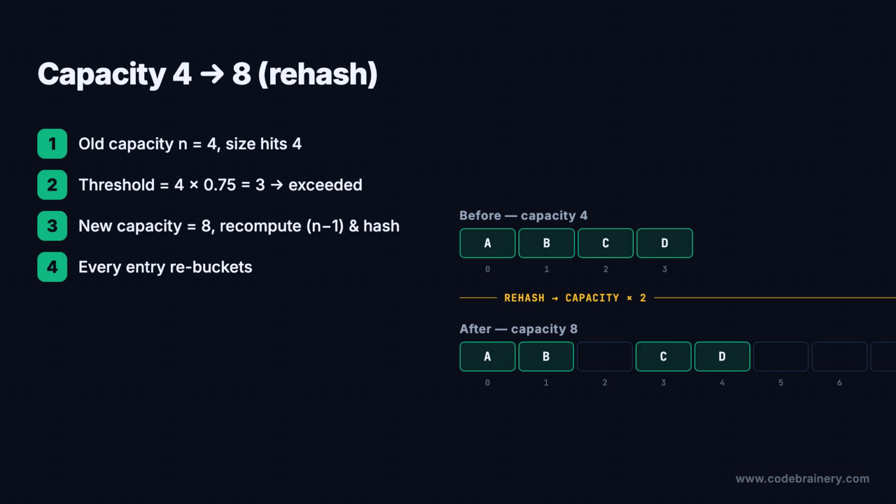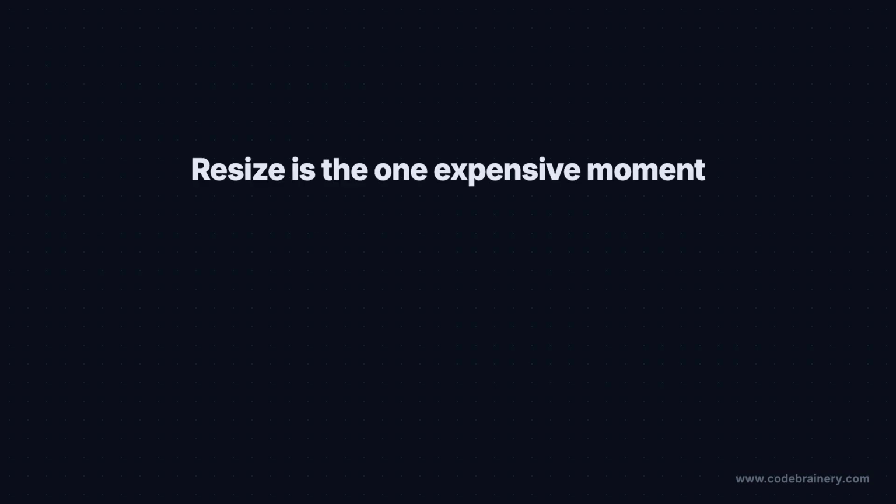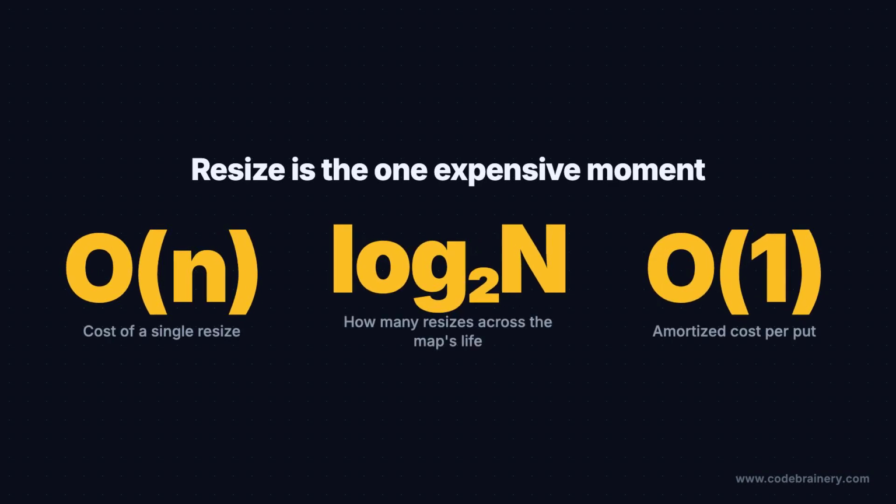New capacity, 8. Now for every existing key, we recompute n-1, bit and hash. With n equal to 8, the indices may change. Each key gets re-bucketed. Resize is the one expensive moment in HashMap's life. It costs O of n, every entry has to be re-bucketed. But here's the thing. You only pay it about log base 2 of n times across the entire life of the map. Spread out, that is amortized O of 1.